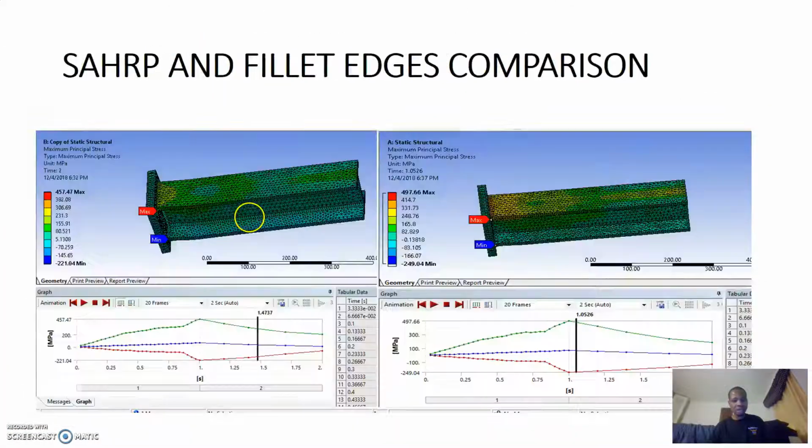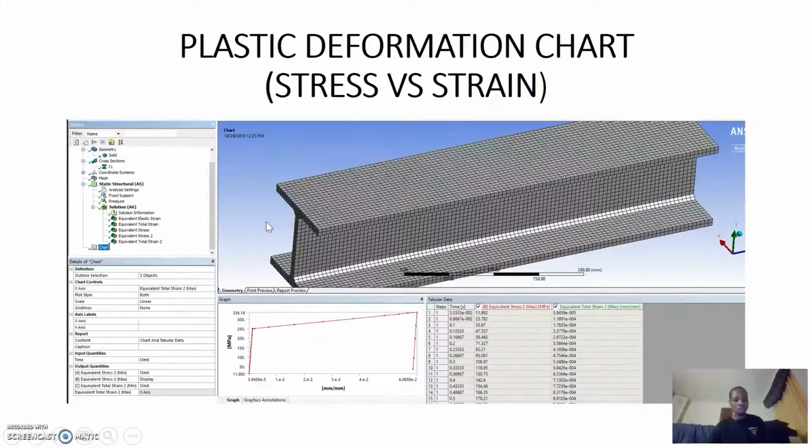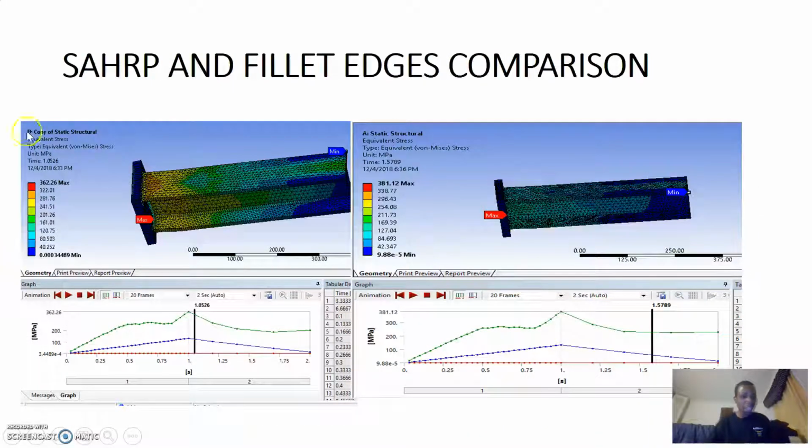I did another analysis with respect to the beam that has a support at the base, like a square plate at the base, and I compared the same analysis with the first one right here that does not have it. I came to the conclusion from my analysis that the one that has the plate at the end has greater equivalent stress than the one that does not have it, simply because you can see this is 362.26 megapascal, and the first one is approximately 314 megapascal.